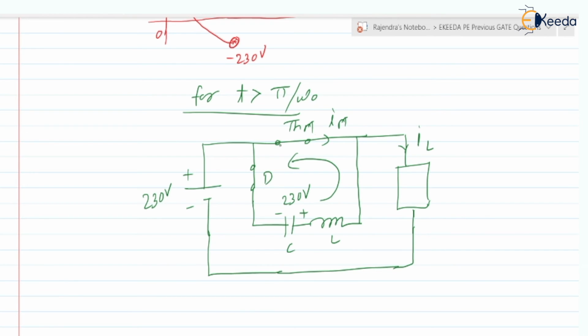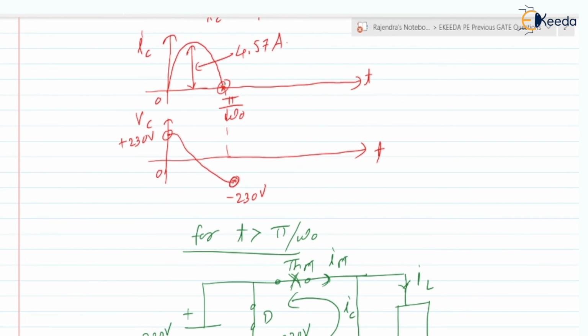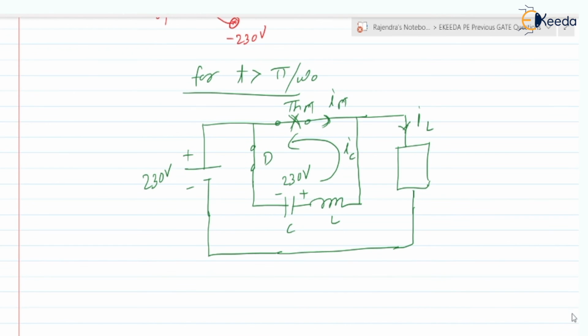When the capacitor starts discharging through this loop, the capacitor current will be in opposite direction to that of the main thyristor current. So when IC becomes equal to whatever current was flowing through the main thyristor, that is equal to IL, at that instant the main thyristor will turn off. Means the main thyristor will be turning off after pi by omega 0 and within some time instant. So we need to find what is pi by omega 0. Therefore THM will turn off after t equal to pi by omega 0.